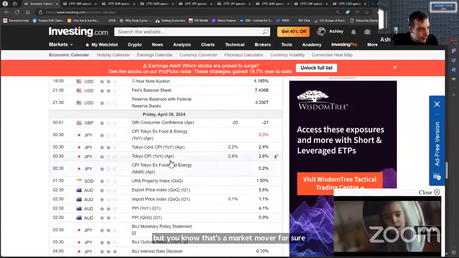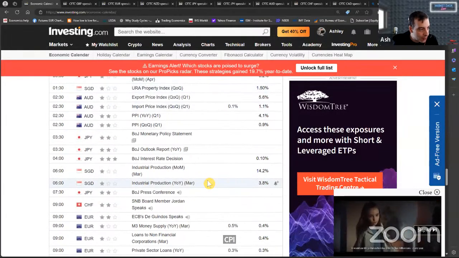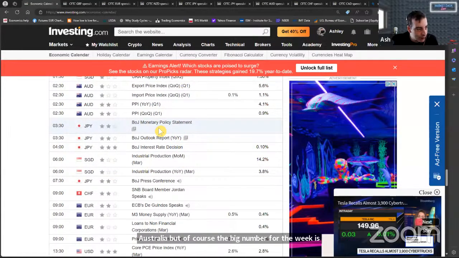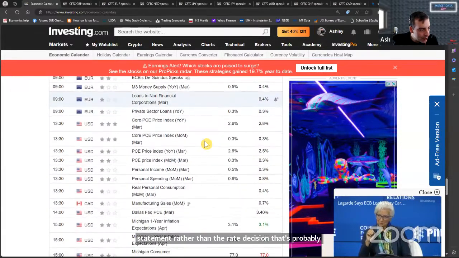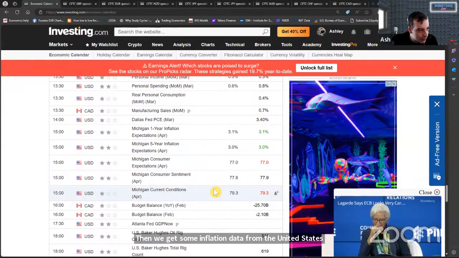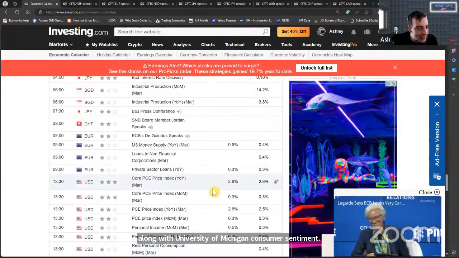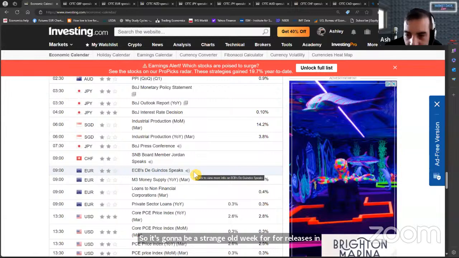CPI Tokyo, that could be a market mover, and PPI from Australia. But of course, the big number for the week is going to be the Bank of Japan, most likely the statement rather than the rate decision. That's probably going to stay where it is, but the statement could be very, very significant. Then we get some inflation data from the United States, along with University of Michigan consumer sentiment. So it's going to be a strange old week for releases in some respects. What we're looking for is some of these releases really to change the picture.